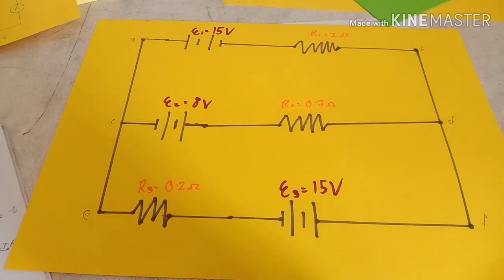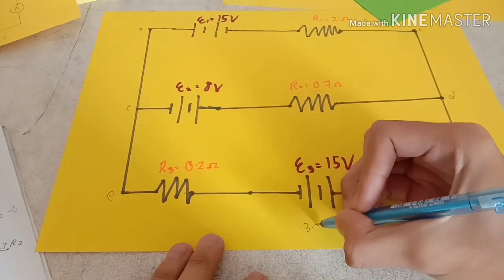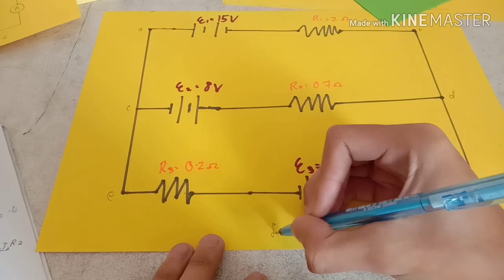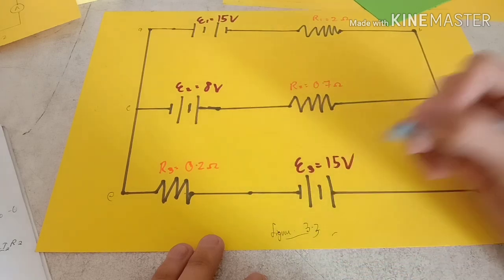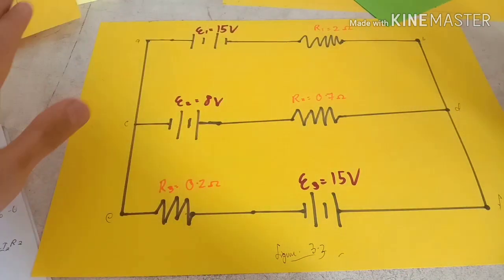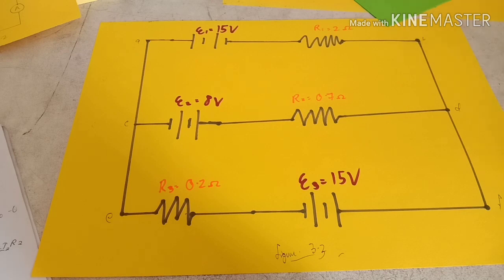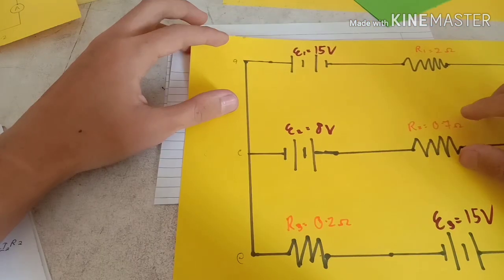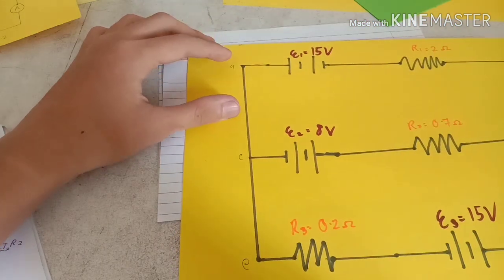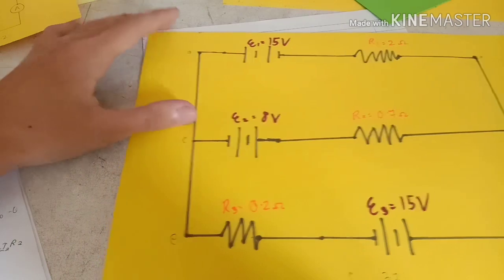So question 9C. Calculate the current flows in each resistance of the following circuit in figure 3.3. Okay. So as you can see, this is the diagram right here. So the first thing we got to know is how to apply Kirchhoff's law. So how do you label the current flow in a diagram like this using Kirchhoff's law?